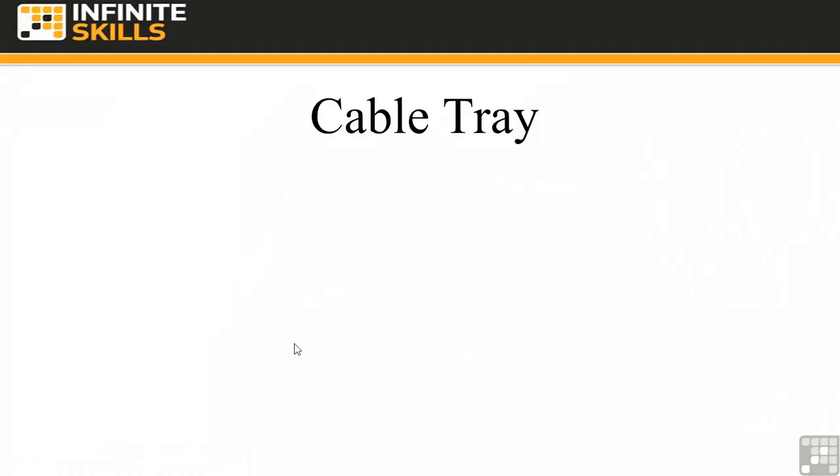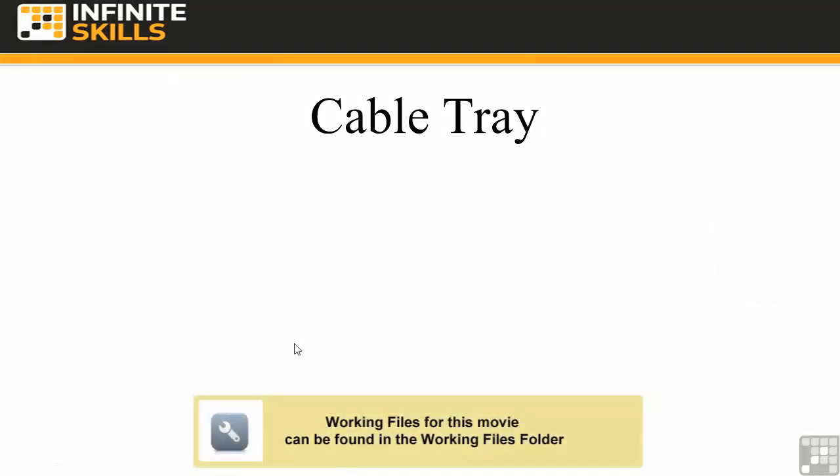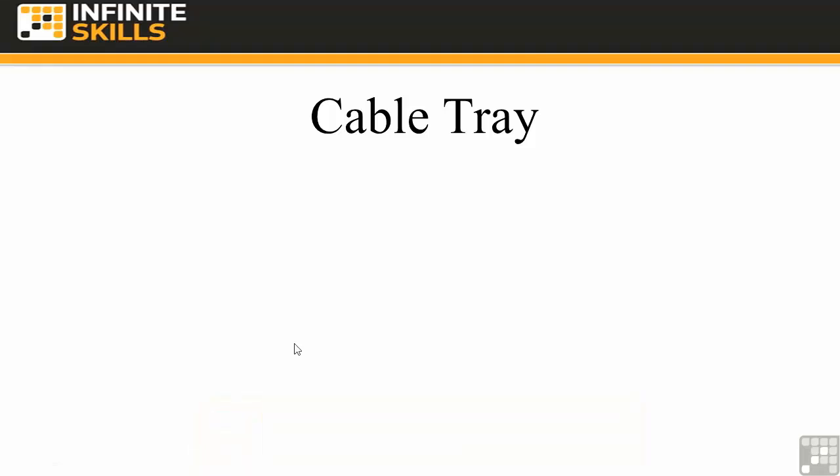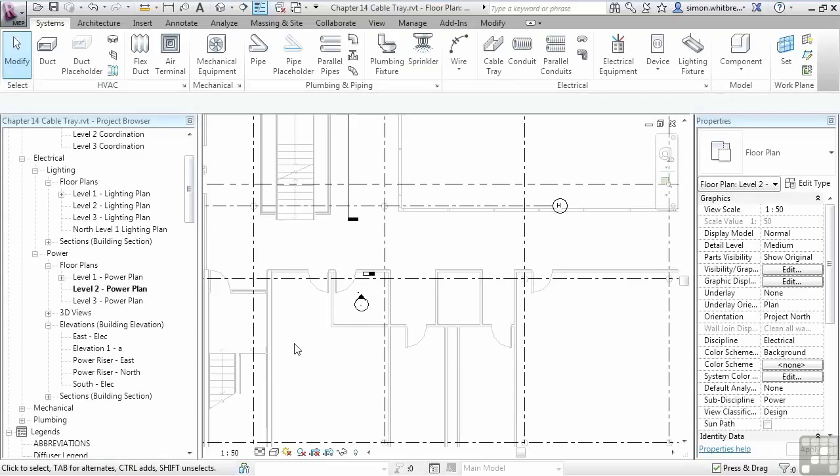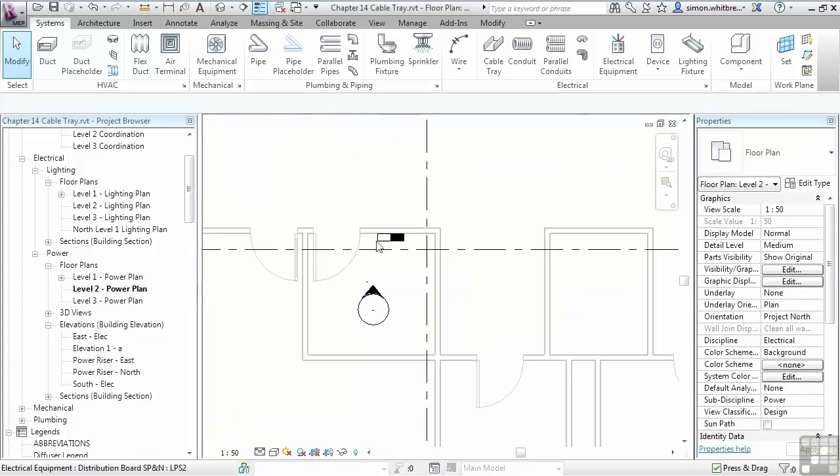From your Startup screen, click on Open, browse to your Chapter 14 folder, and open the file Chapter 14 Cable Tray. From the project browser, make sure you have Level 2 Power Plan open. Here in the south side of the building, we can see a distribution board. We want to create a run of cable tray that feeds this distribution board. From the Systems tab and the electrical panel, we can see cable tray.